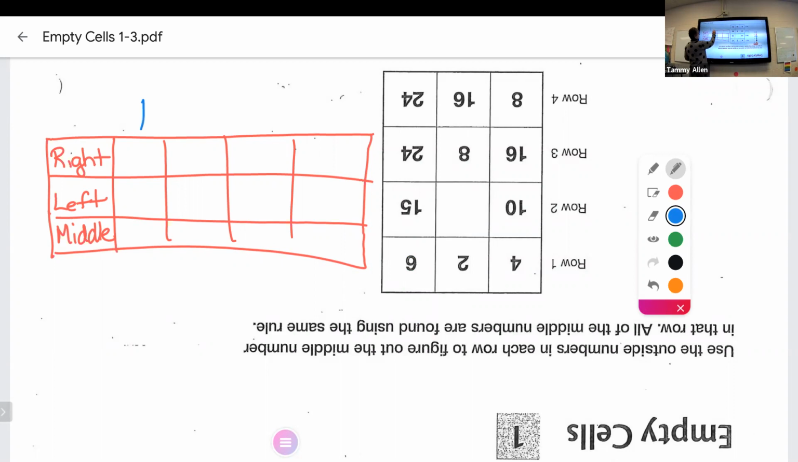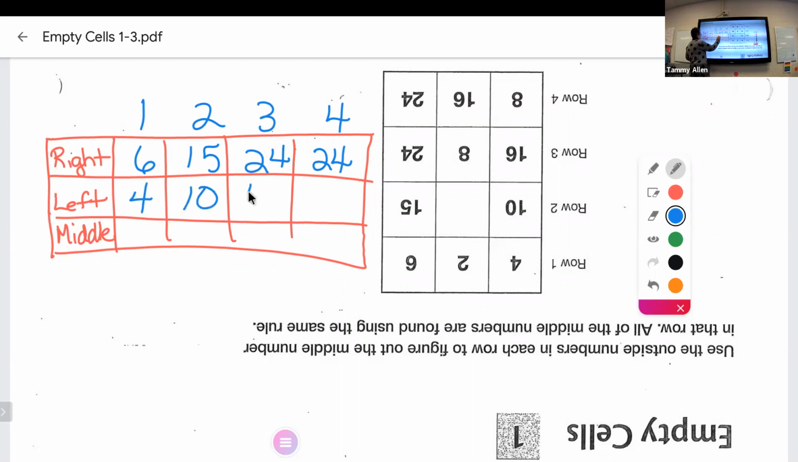This is row 1, 2, 3, and 4. In row 1, what's on the right? Row 2, what's on the right? 15. Row 3? 24. And row 4? 24. In row 1, what's on the left? 4. Row 2? 10. Row 3? 16. And row 4? 8. Row 1, what's in the middle? 2. Row 2? 5. Row 3? 8. Row 4? 16.